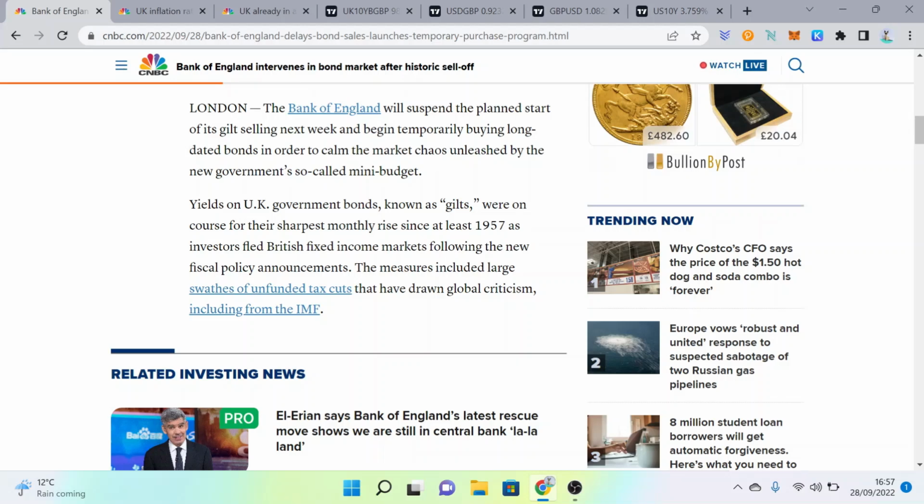So this is from London. The Bank of England will suspend the plans to start off its gilt selling next week and begin temporarily buying long-dated bonds in order to calm the market's chaos unleashed by the new government's so-called mini-budget.